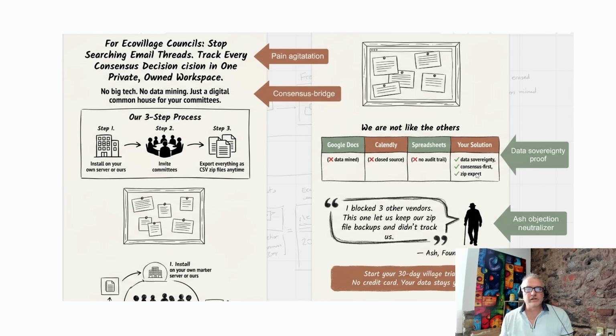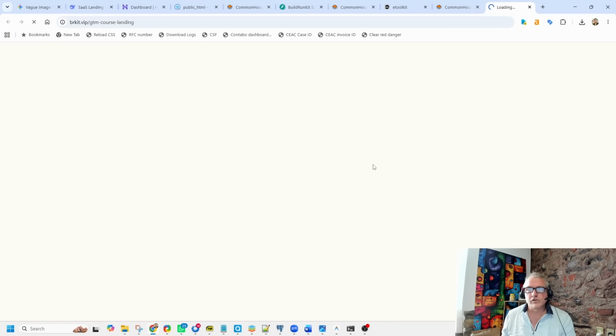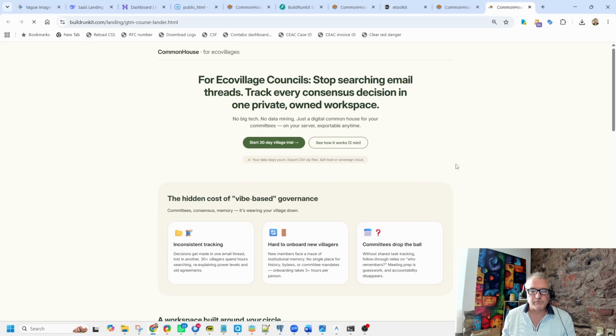So, starting to wireframe out my Eco Village landing page. I won't spend a lot of time here, but I've started to put together some steps so that they can imagine themselves in the process, and I've differentiated myself from other solutions. We don't want people mining our data. We do want an audit trail. We would rather have our own solutions on our own servers and not pay a lot of extra monthly subscriptions. And so let's go out and see what we actually ended up with.